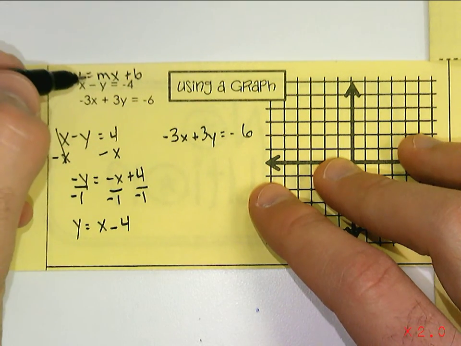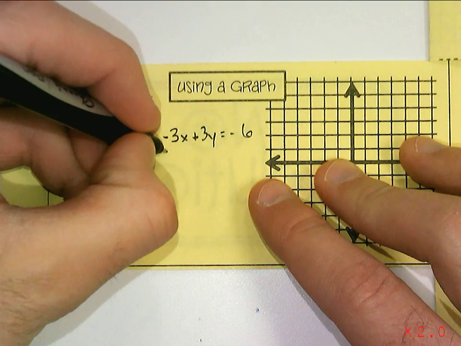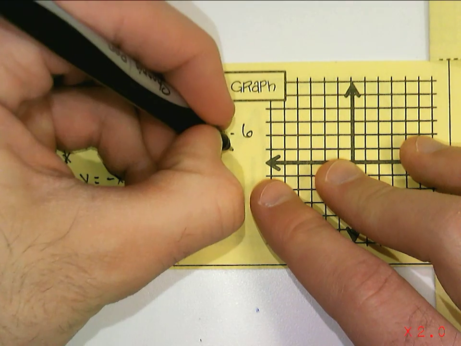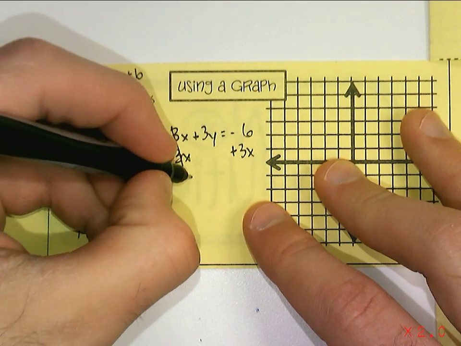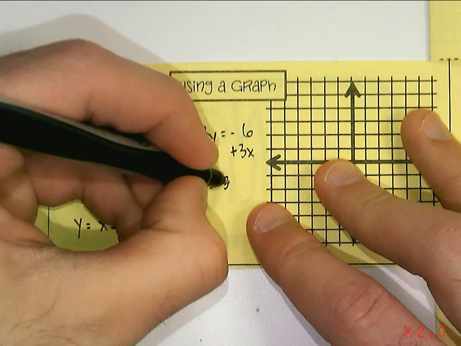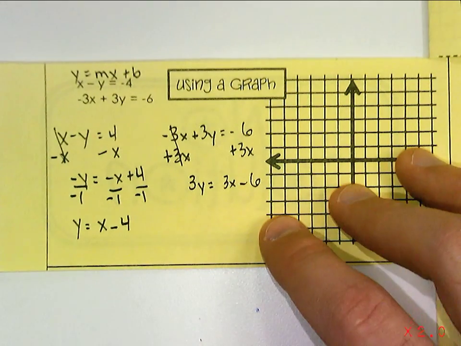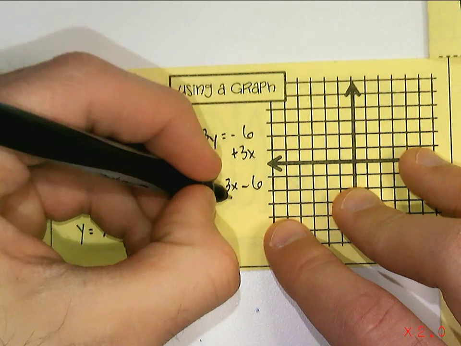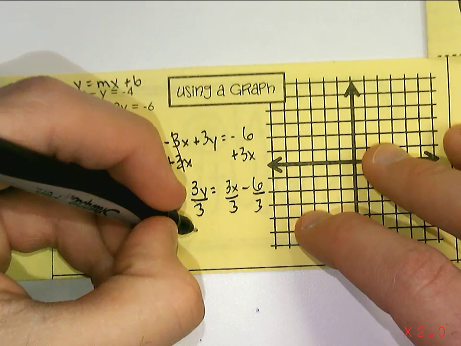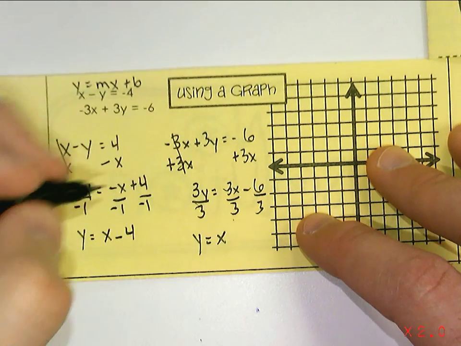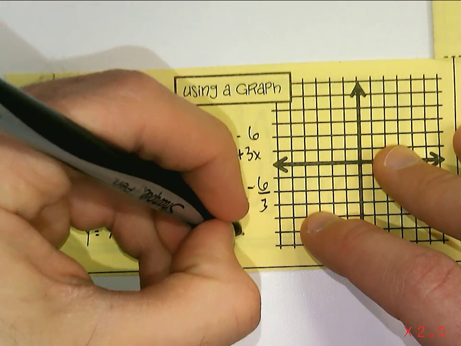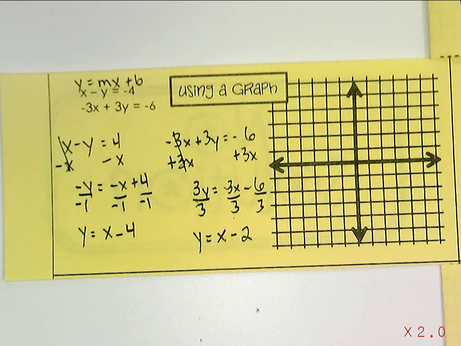So remember, slope-intercept form is what we're looking for, so we're getting y by itself. So I'm going to move this x first. Add 3x. Those will cancel out on that left side. 3y equals 3x minus 6. Divide everything by a positive 3, and we would get y equals 3 divided by 3 is 1, so that's just x. Negative 6 divided by 3 is negative 2. So we would get y equals x minus 2. So let's go ahead and graph these and see what happens.